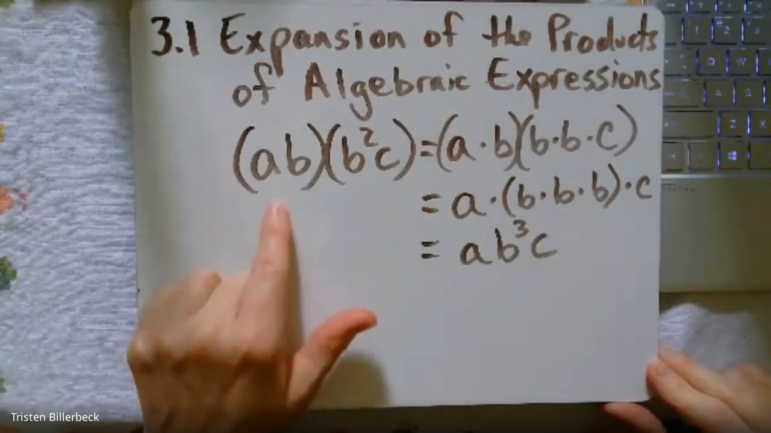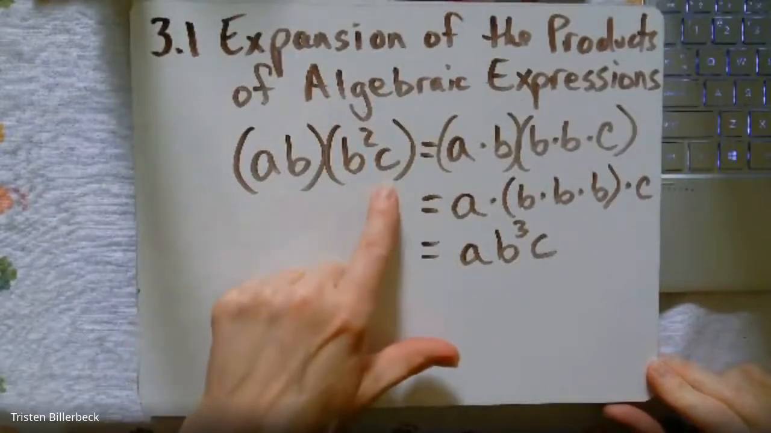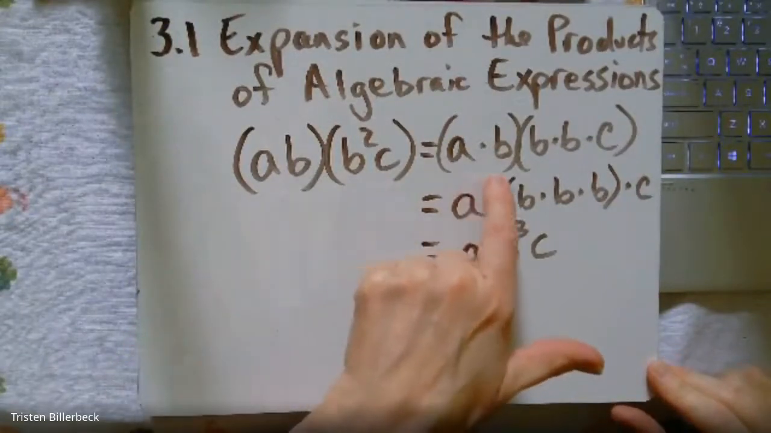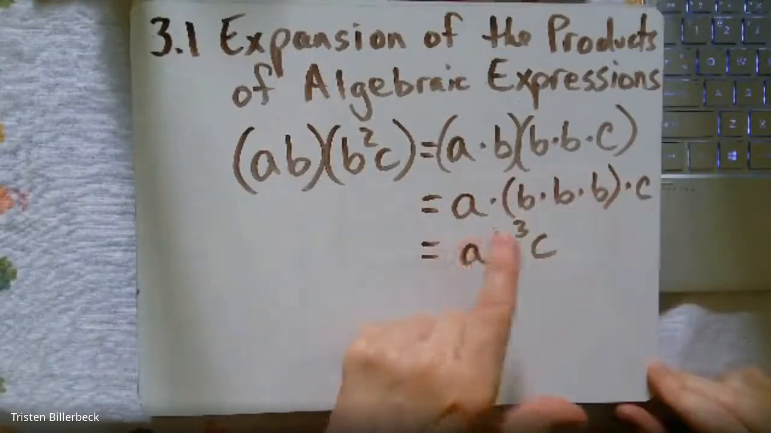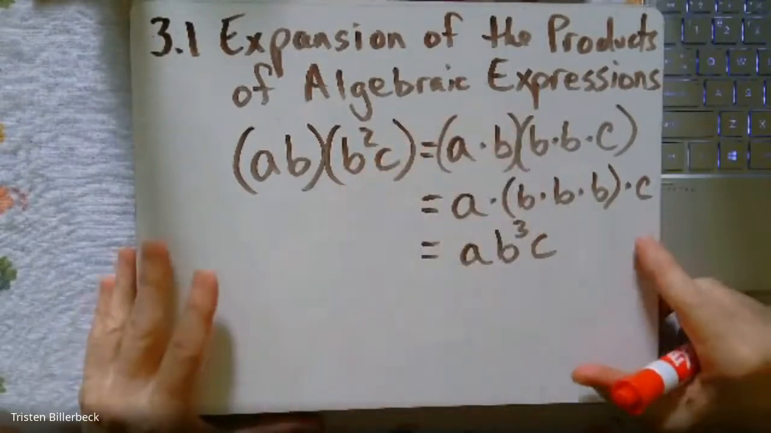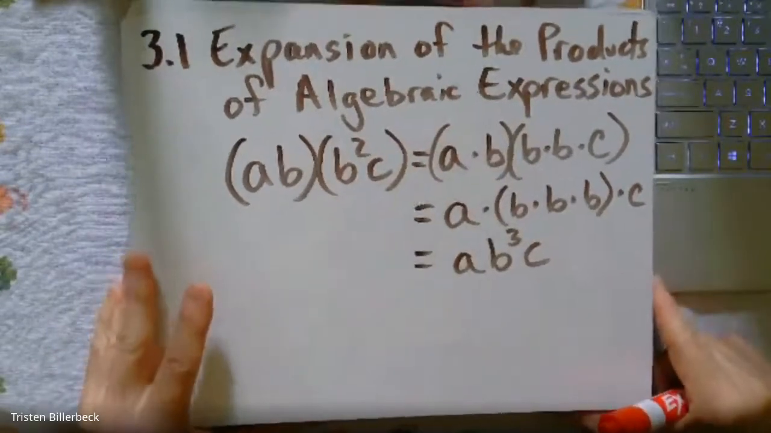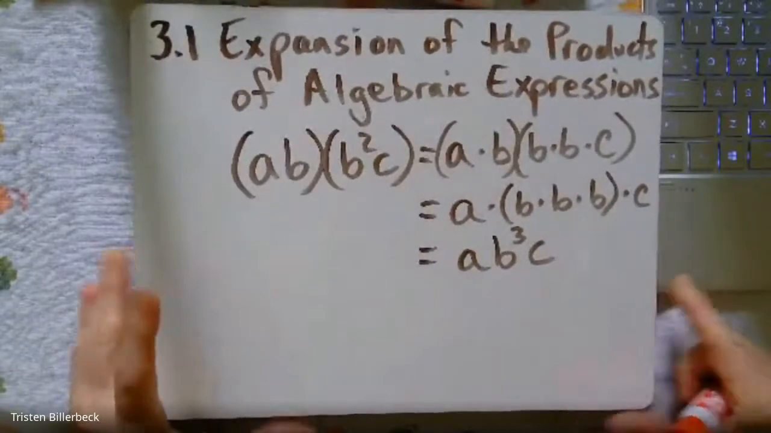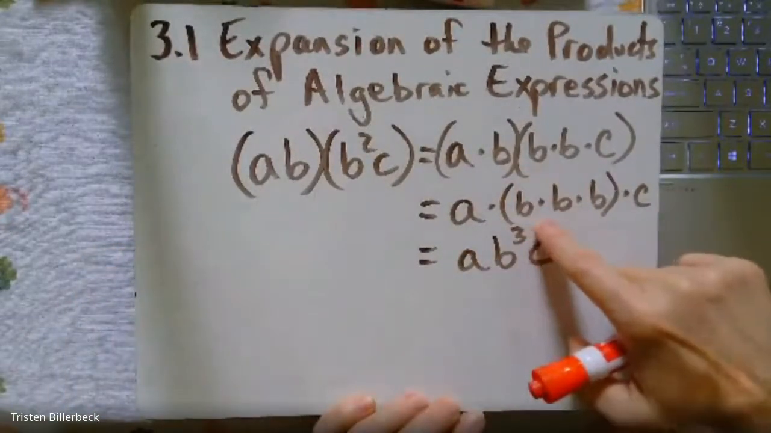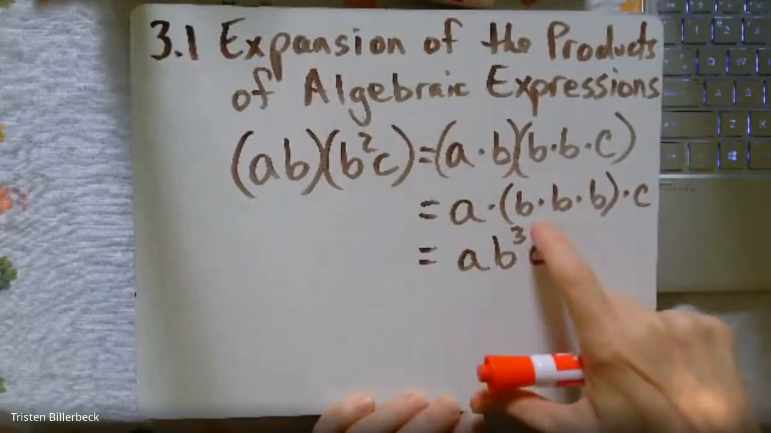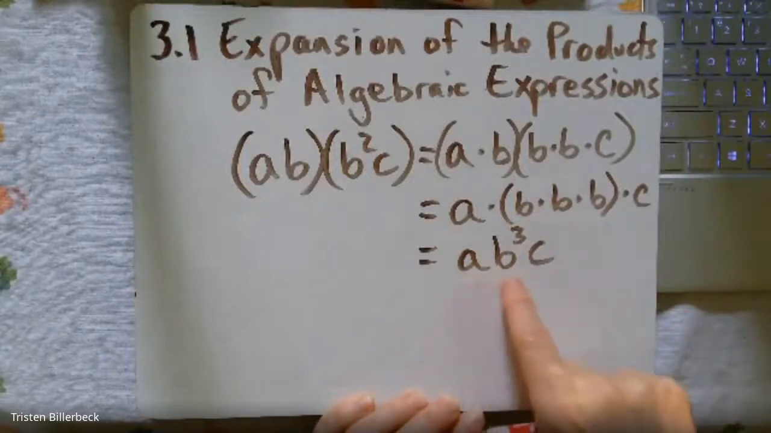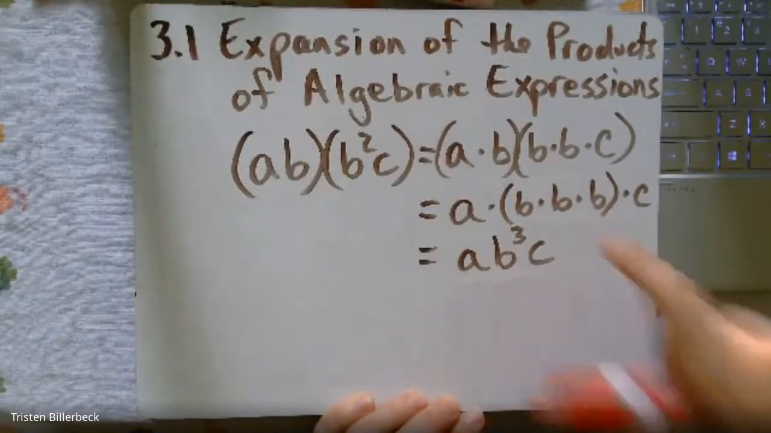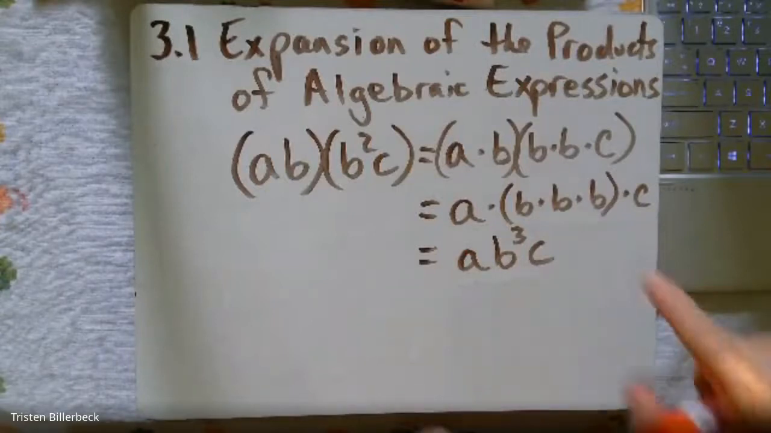We're going to talk about 3.1, expansion of the products of algebraic expressions. So if we have something like ab times b squared c, we would just expand a times b times the quantity b times b times c, and then we can group using the multiplicative property of equality. We can move these three together. So b times b times b is now together, which is b cubed. So we have a times b cubed times c. The commutative property of multiplication allows us to do that.